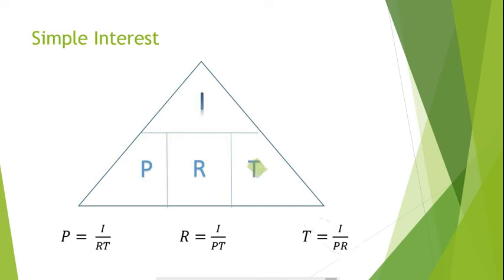Finally, if we want to solve for the amount of interest an investment that earns simple interest would earn, all we need to do is cover up interest, giving us principal times rate times time, which is of course the formula used to solve for the total amount of interest earned or paid in an investment or a loan that earns simple interest.